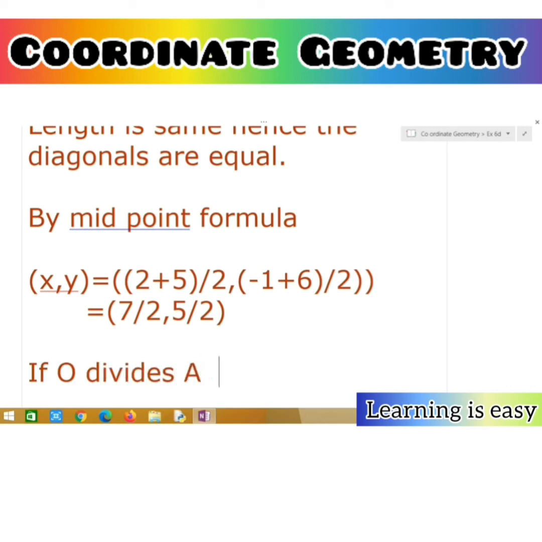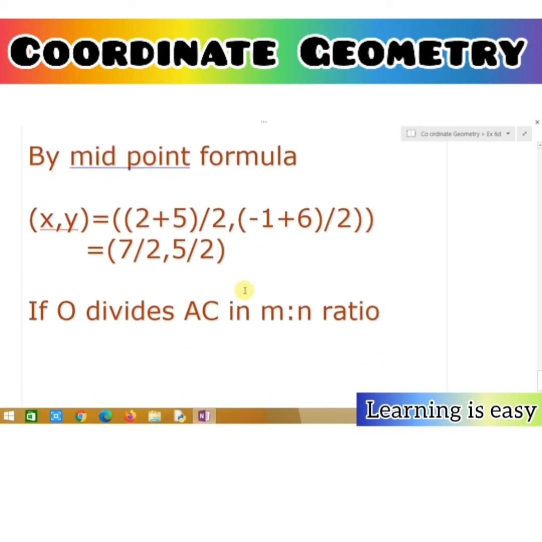So if the point O divides AC, the diagonal, in m to n ratio, so let's just take the x part of it, 7 by 2 equal to 2m plus 5n, the coordinates of A and C, by m plus n.